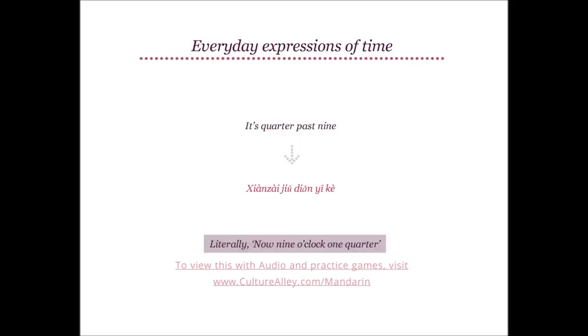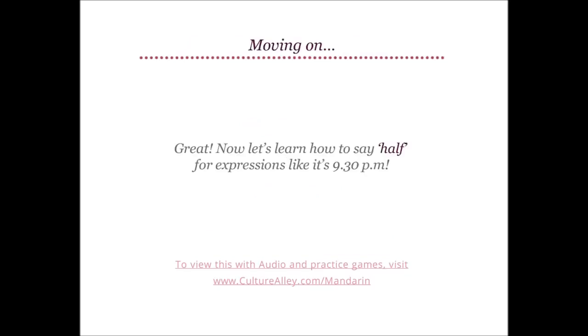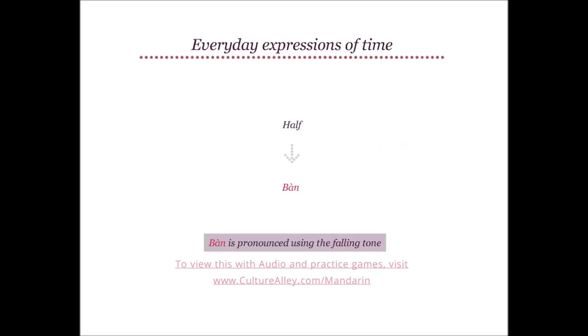Thus, it's 9:15 is translated as 现在9:01刻. That literally means now 9 o'clock 1/4. Wonderful! Great! Now that we have a hang of how to use quarter, let's learn how to say half for expressions like 9:30 p.m., etc. Half is translated as 半 in Mandarin, which is pronounced using the falling tone.